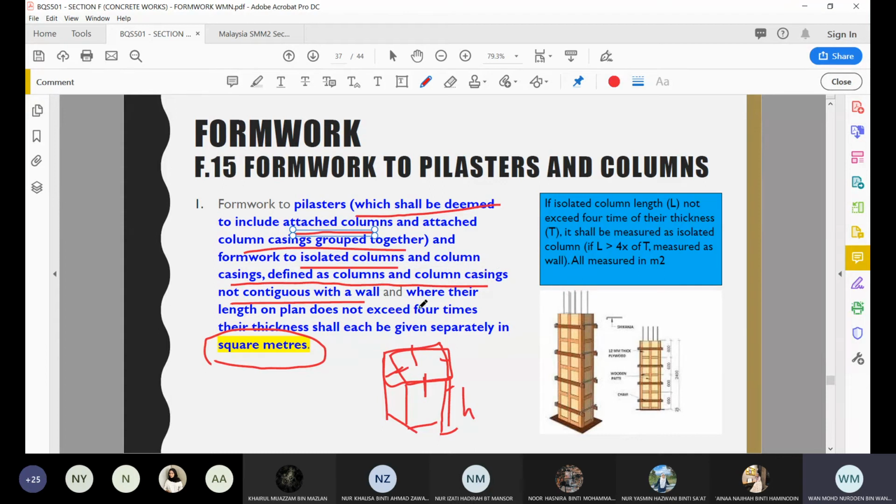Okay. Tapi dekat sini, where their length on plan does not exceed 4 times their thickness, shall each be given separately in square meter. Sebab kalau lebih daripada 4 kali thickness tu, dia akan jadi wall. So kita kena merujuk pada clause untuk formwork to wall. Okay.